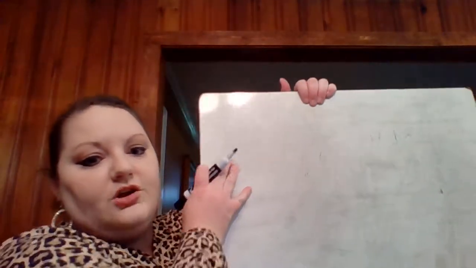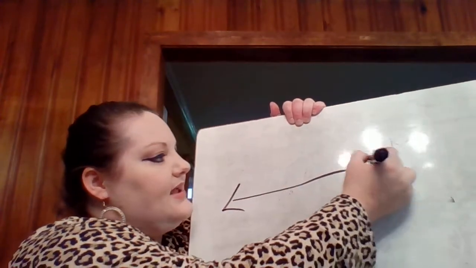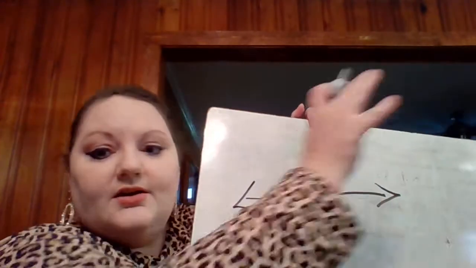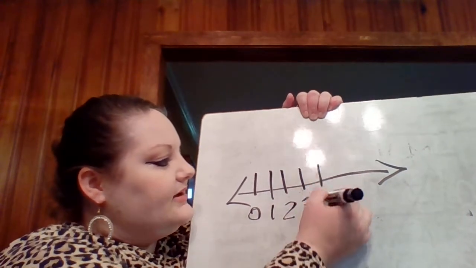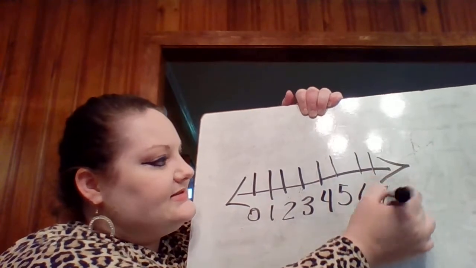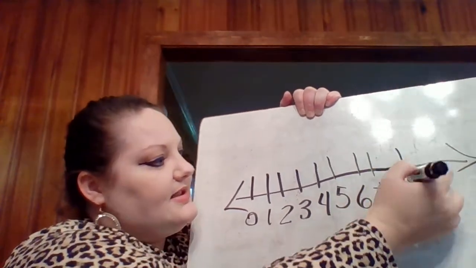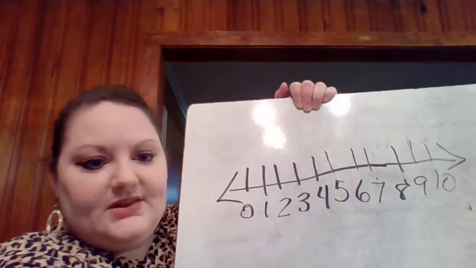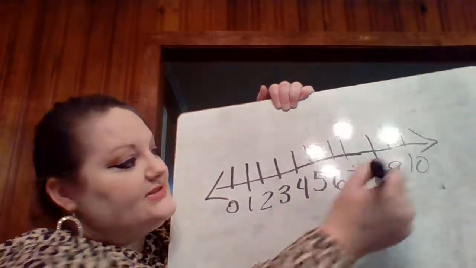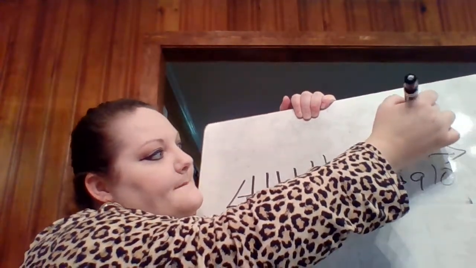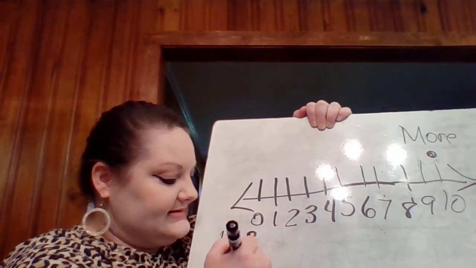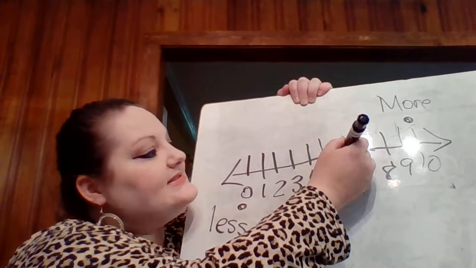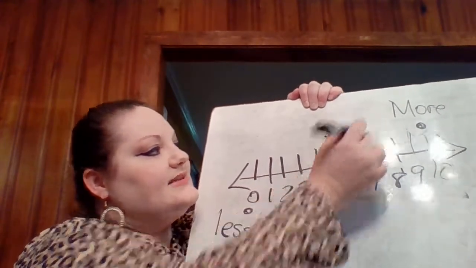Now, let's review a way that I taught you yesterday. I taught you to use a number line. A number line is a line of numbers that goes on and on and on, okay? So, I'm going to start with 0. 1, 2, 3, 4, 5, 6, 7, 8, 9, 10. And I told you that if the number was closer to 10, it is more or greater. Okay? If it's closer to 0, it is less. Okay? And if they are on the same number, that means the same.